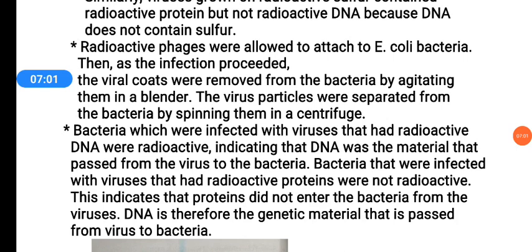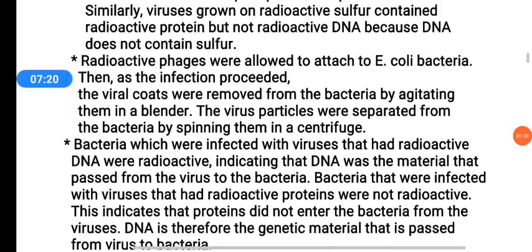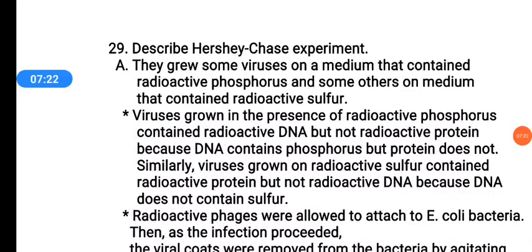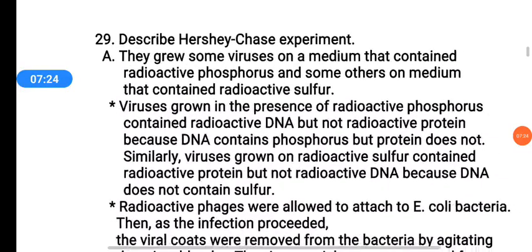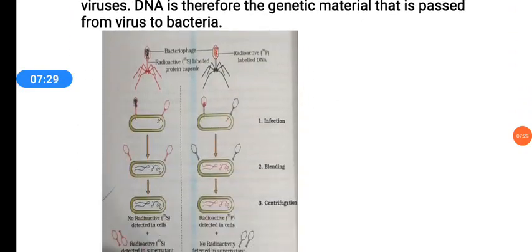The bacteria that were infected with viruses that had radioactive proteins were not radioactive. This indicates the protein did not enter the bacteria from the viruses. Okay. Finally, the DNA, therefore, is the genetic material that is passed from virus to bacteria. Okay, this is the Hershey and Chase experiment. This experiment explains how DNA became the genetic material. Next question.